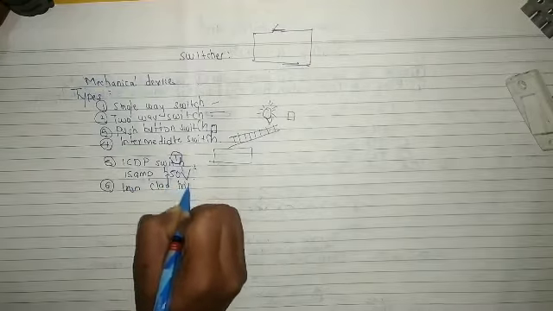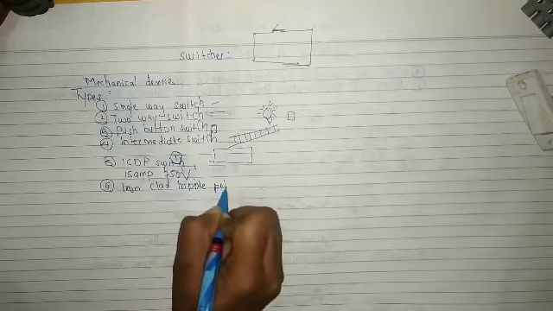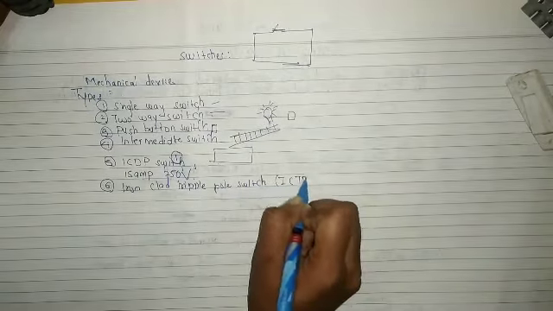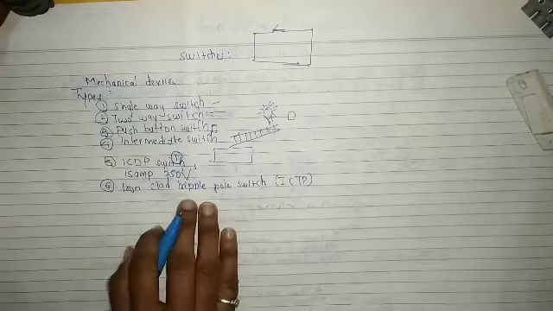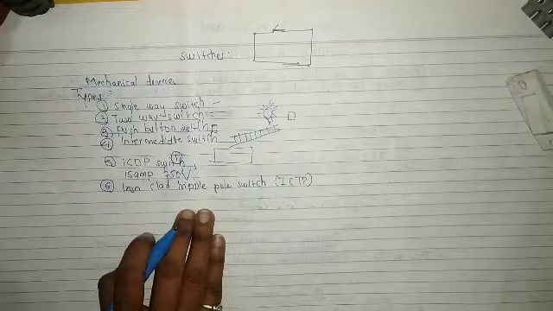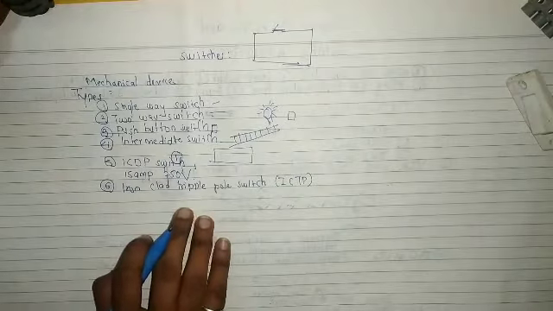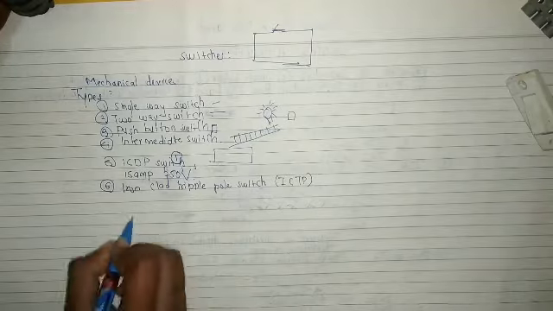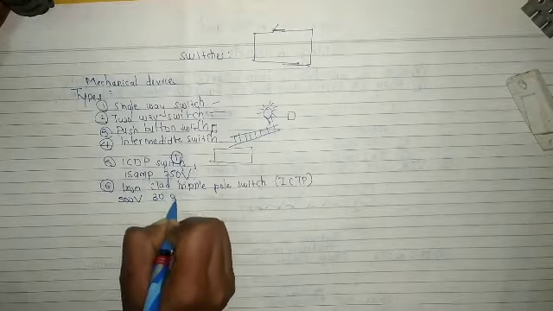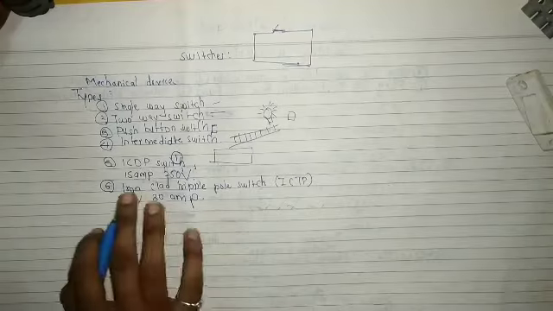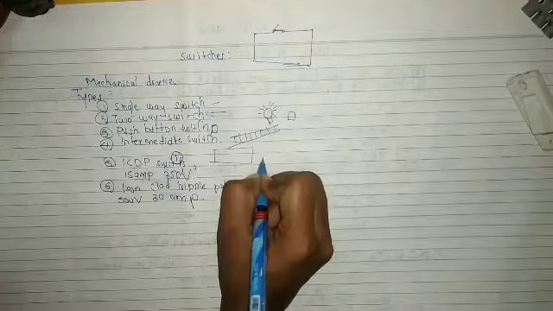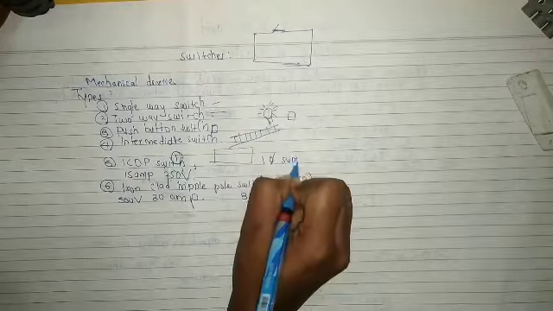the iron-clad triple pole switch, ICTP switch. These are basically used for 3-phase supply. These switches are mainly used for 3-phase power circuits. It is designed for a maximum safe voltage of 500 volts, 30 ampere. So iron-clad triple pole switches are used for 3-phase supply, and this is used for single phase supply.